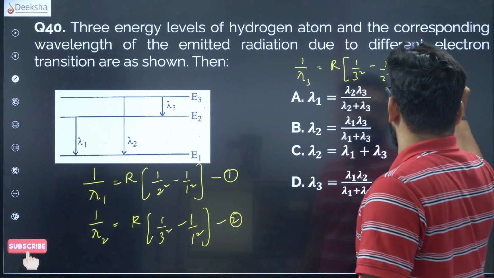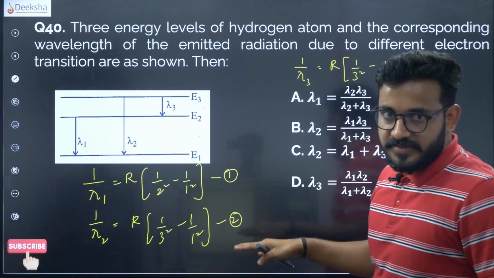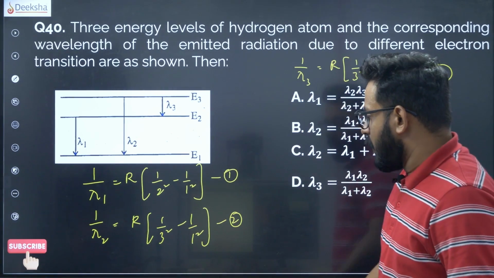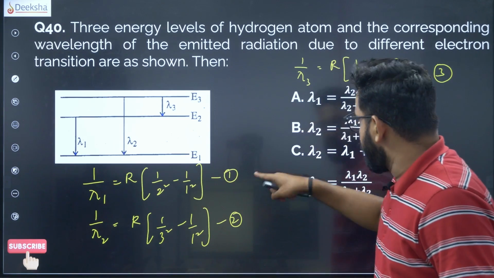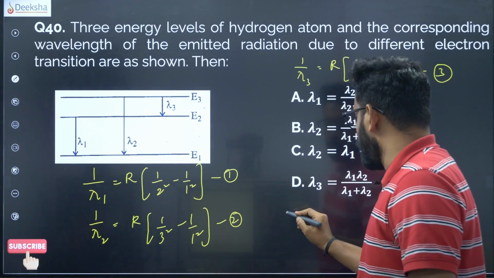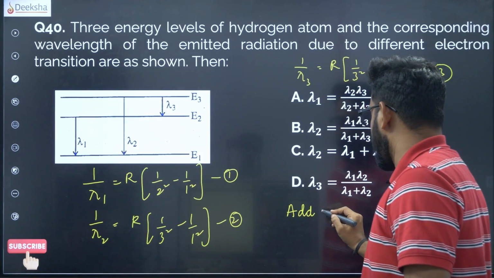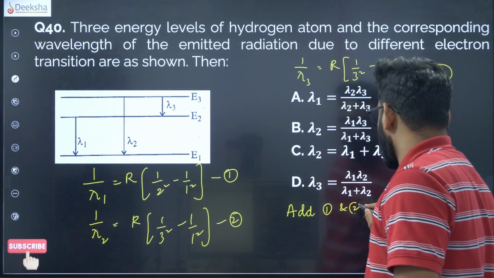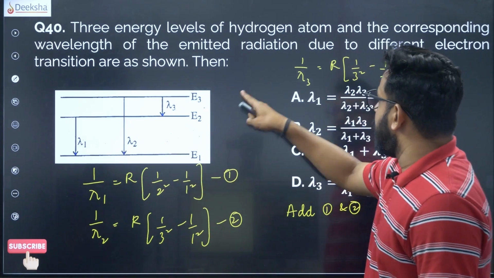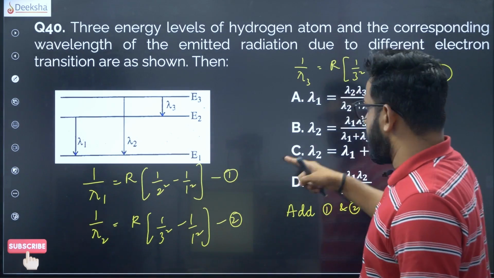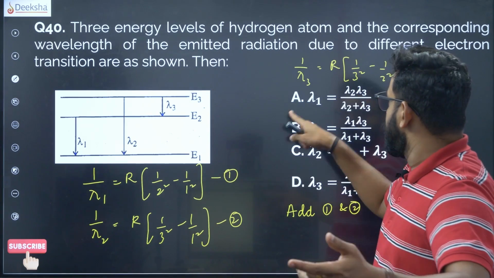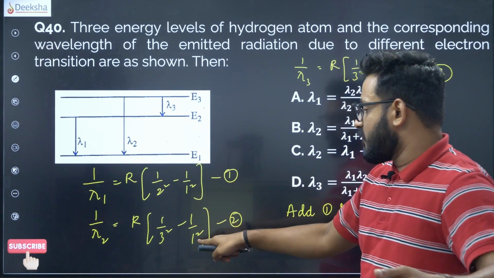Now please compare all three. Let me give you just a clue. Add equation 1 and 2. See, what do you get? LHS and RHS. You will get 1 by lambda 1 plus 1 by lambda 2. The 1 by 2 square terms will get cancelled: here it is positive, here it is negative. So you will get 1 by 3 square minus 1 by 1 square.